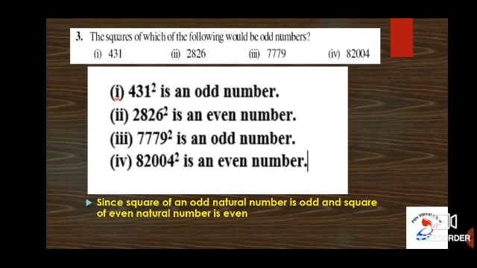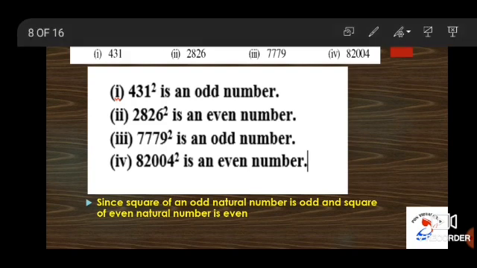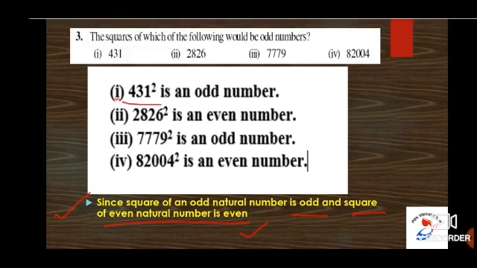The square of which of the following would be odd numbers? We know this property, children. We have already discussed this property. That is, since the square of an odd natural number is always odd and the square of an even natural number is always even, we know that 431 is an odd number. So its square also will be an odd number. Similarly, 2826 is an even number. So it will not end with an odd number. So 7779, that is again an odd number.